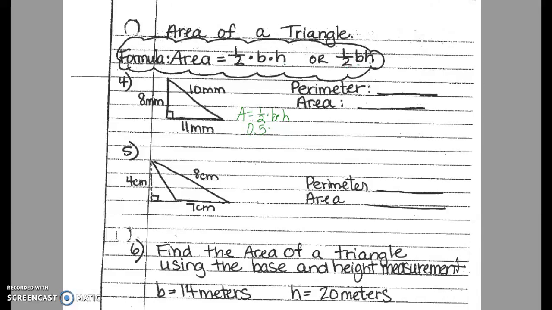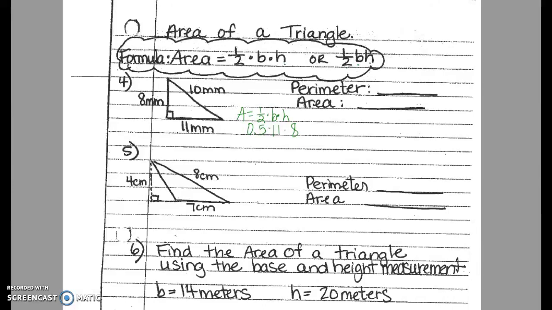And what is my base? What is the base of this triangle? 11 millimeters. The base is going to be at the bottom that's holding the whole thing up. So 11 is my base. What is my height? Any height of a triangle is from the base to the very tallest point of the triangle. Yes, it's 8 millimeters. So now I'm going to multiply 0.5 times 11 times 8.